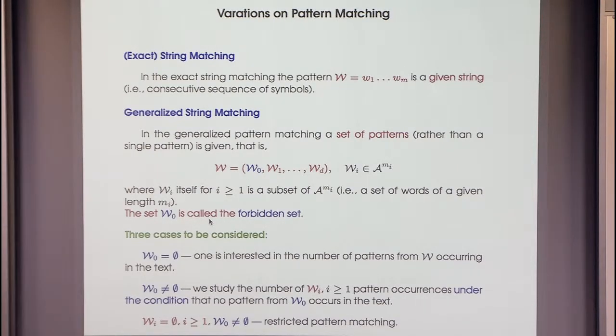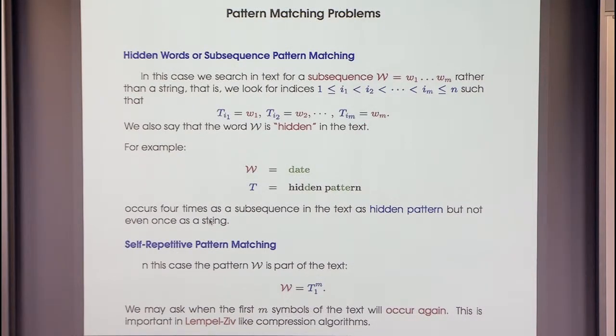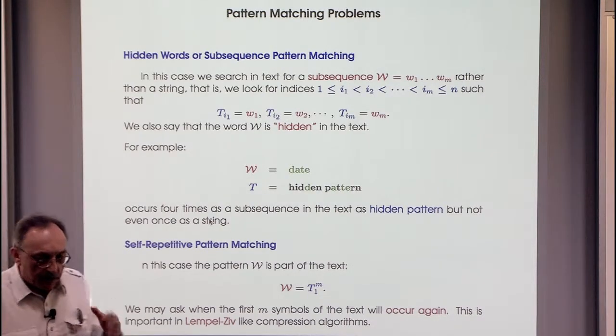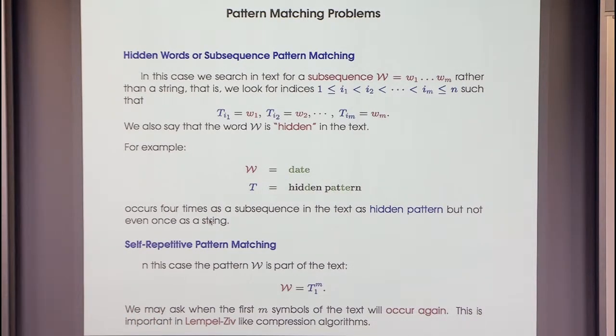And this is constrained pattern matching. More, and this is the most general that we consider, subsequence pattern matching. Now I have a word, maybe a set of words, but now I'm looking at occurrences of this word as a subsequence. So with my occurrence positions I1, I2, up to IM, and there is a gap between them. And I might consider a lot of different things.